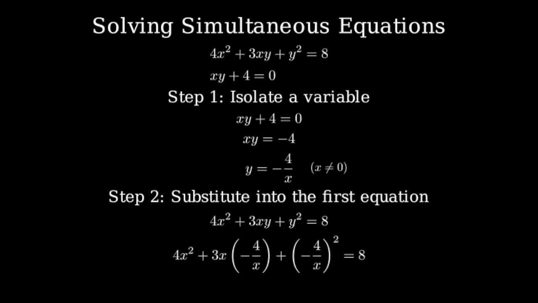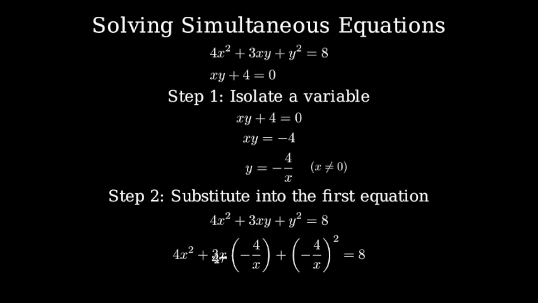Now, let's simplify this equation. The middle term, 3x times negative 4 over x, simplifies to negative 12 because the x's cancel out. The last term, negative 4 over x squared, becomes 16 over x squared. So the equation is now 4x squared minus 12 plus 16 over x squared equals 8.